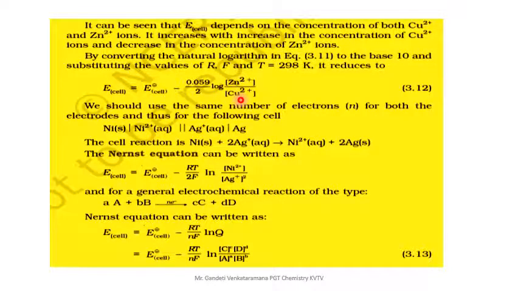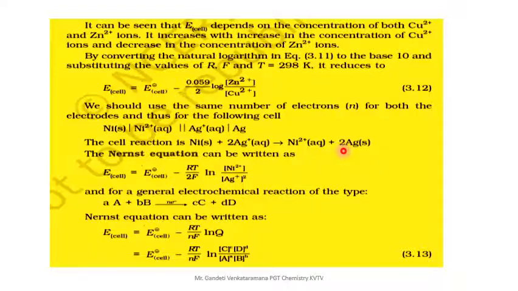We should use the same number of electrons for both electrodes, and thus for the following cell, this is one more reaction: nickel, Ni2+, and Ag+, Ag. How to write this? First write the cell reaction. Nickel to Ni2+, 2 electrons change, 2 Ag+ to Ag. Already I explained how to write the net cell reaction. You should know how to write the net cell reaction. Okay, that is very important.